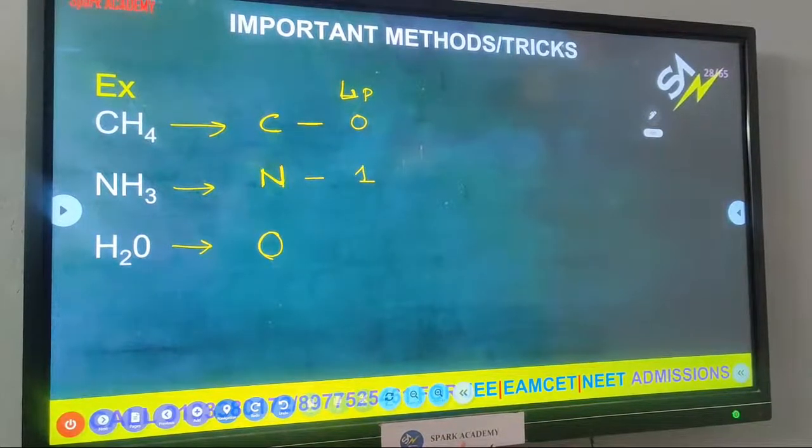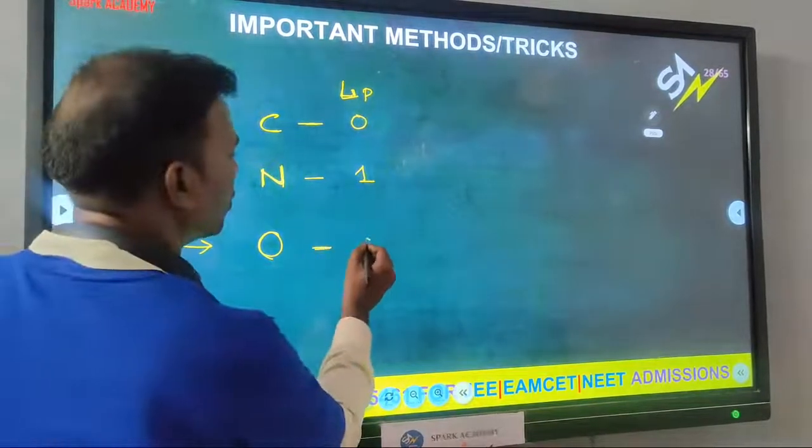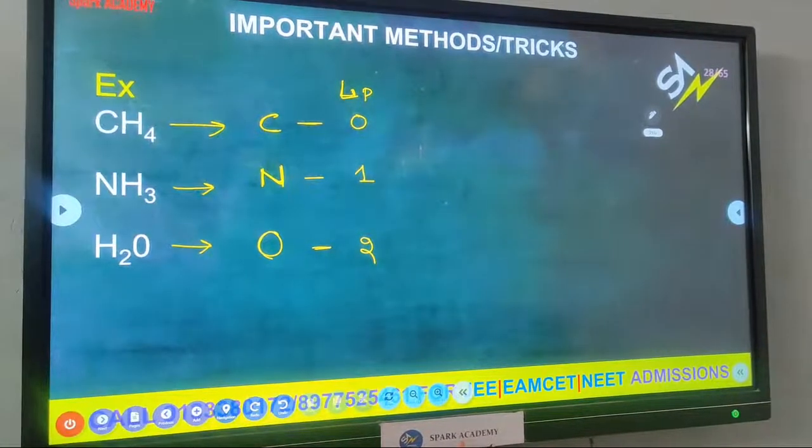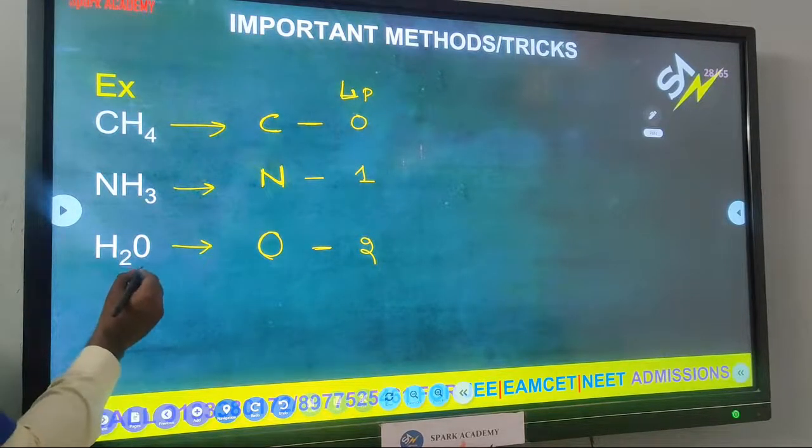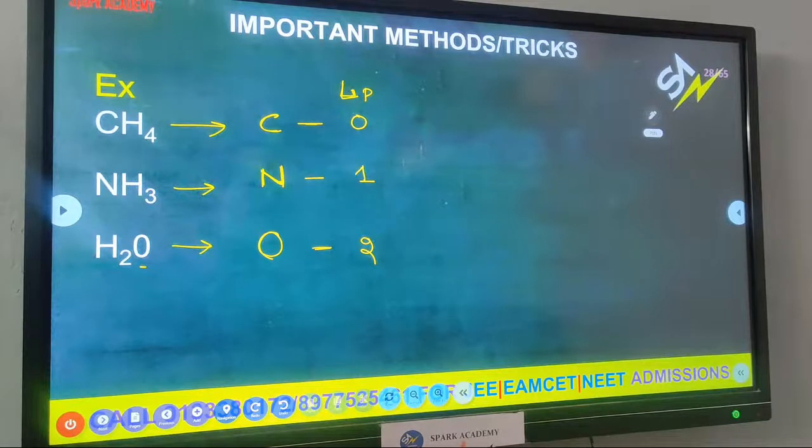Coming to H2O, oxygen is the central atom. Oxygen has 2 lone pairs. Because oxygen's atomic number is 8: 1s2, 2s2, 2p4. Then the valence electrons are 6, and only 2 are used for bonding, so 4 electrons remain in the form of lone pairs. In this way, the number of lone pairs increases.